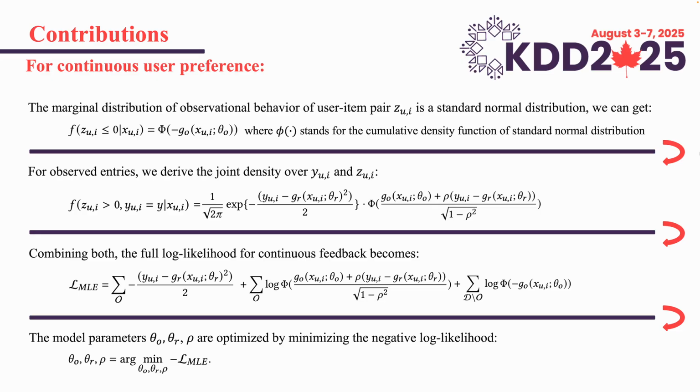Second, for continuous user preference, the marginal distribution of continuous user preference is a standard normal distribution. So it's easy to show the density functions, and the full log likelihood can be used to estimate the parameters.